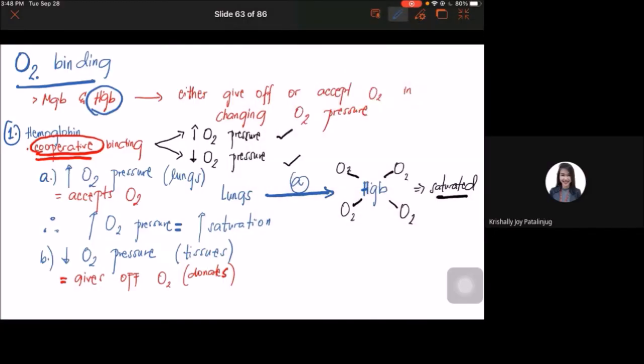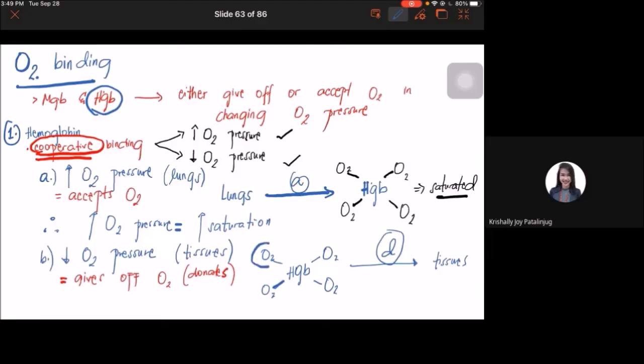So halimbawa ulit, you have hemoglobin. Ayan, hemoglobin, 4 yung heme niya. So meron siyang oxygen. Pagdating sa tissues, makikipag-cooperate siya with the tissues kasi kailangan ng tissues ng oxygen. So it will give off or donate that oxygen na meron siya. What do you think will happen if that is the case? Do you think ma-empty yung mga oxygen kapag lesser yung oxygen pressure? Yes or no? Empty kaya ngayon yung hemoglobin? Or less saturated yung hemoglobin? Yes or no? Kapag mababa oxygen pressure.